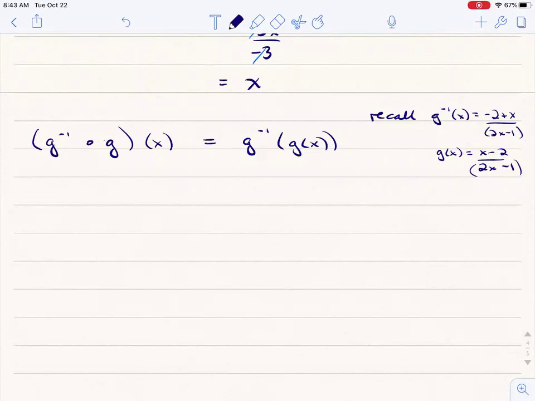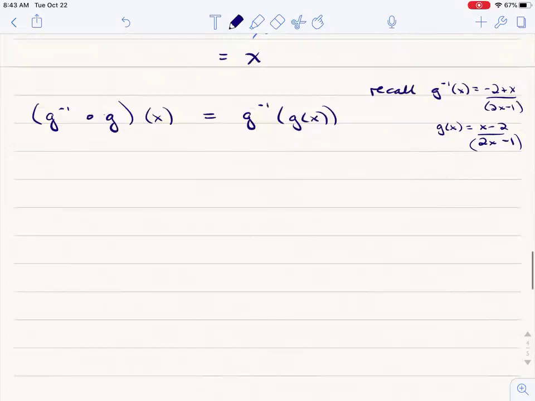All right, same deal, right? It's a little bit more familiar now. So here we go. We take the inverse of G, and wherever we see an X, we're going to plug in G of X, so we're not left with any functions. All right, the inverse is negative 2 plus X, where we're going to write just G of X for now, over 2X, where we're going to write just G of X, minus 1.